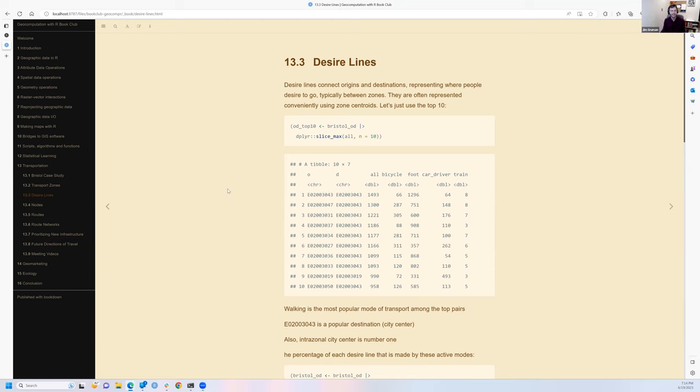If we look at the top 10 total trips, one thing we can observe is this zone, which happens to be a city center zone. If we sort by total trips here, its destination is itself. So this is in the file. This is an intrazonal city center. So they did survey people, find out where they go, and odds are pretty good people are walking on foot from where they live to where they work within the same zone.